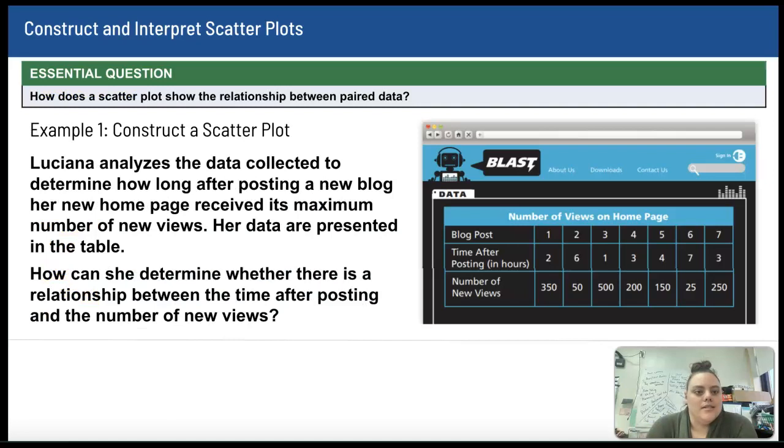Our essential question is, how does a scatter plot show the relationship between paired data? Let's take a look at our first example. Luciana analyzes the data collected to determine how long after posting a new blog her new homepage received its maximum number of views. Her data are represented in the table. How can she determine whether there is a relationship between the time after posting and the number of views? So we see in our data blog post numbers 1 through 7, the amount of time after which it was posted, it hit its maximum number of views.